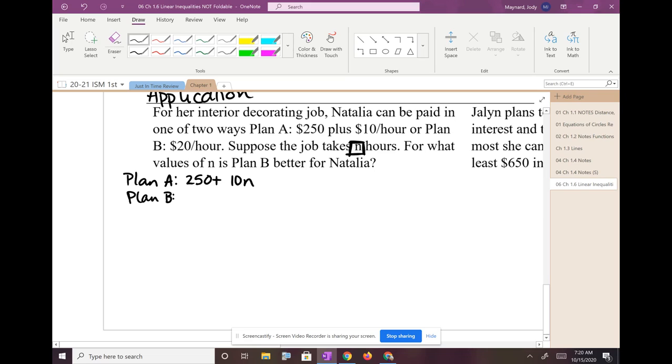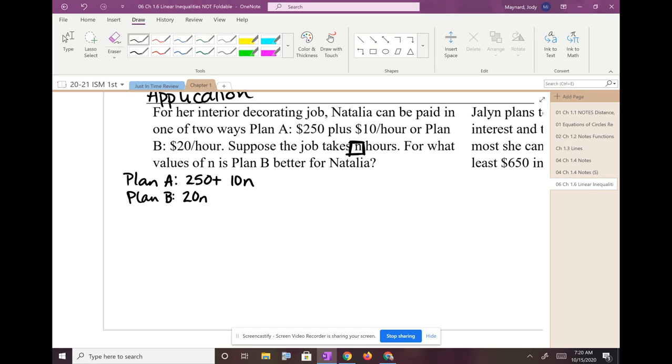Could we have used x? Yes, but it literally told us to use n. So that's what we're going to use. Be very careful about that in MyMathLab. So this is the equation for Plan A. Let's look at B. It says $20 per hour. So this is just $20 times the number of hours, n. These are our two different equations.